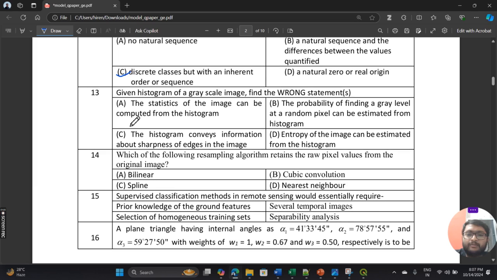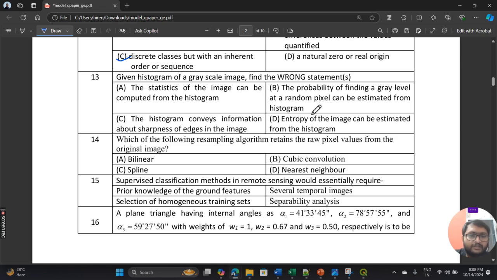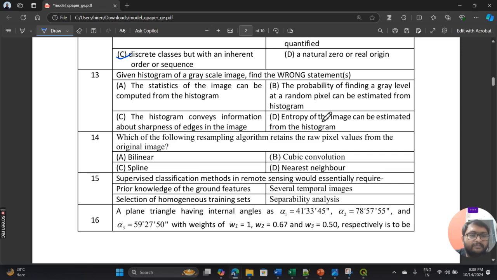Then, given a histogram of a grayscale image, find the wrong statement. The statistics of the image can be computed from the histogram. That is true. The histogram conveys the information about sharpness of edges in the image. The probability of finding the correct level at every pixel can be estimated. The probability we can find out using the histogram. Then the entropy of the image can be estimated from the image. I think options A and B are correct. So sharpness, what's entropy?